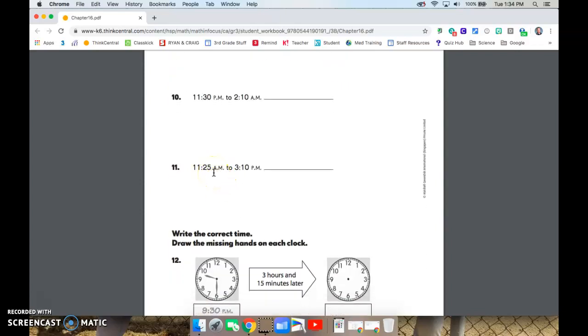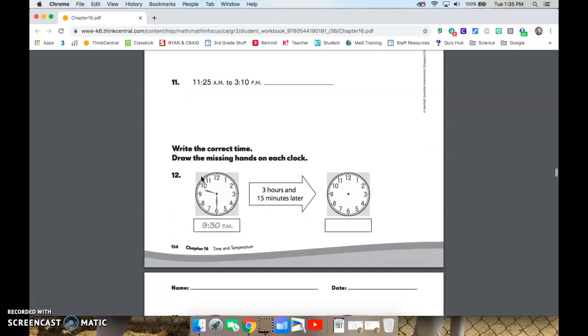Here we go, 11:25 a.m. to 3:10 p.m. So we go 11:25, that's 12:25, 1:25, 2:25. So there's 3 hours, okay, and that gets us to 2:25. We have 35 minutes to get from 2:25 to 3. And then we have another 10 minutes to get from 3 to 3:10. So if we add that all together, it's going to end up being 3 hours and 45 minutes.